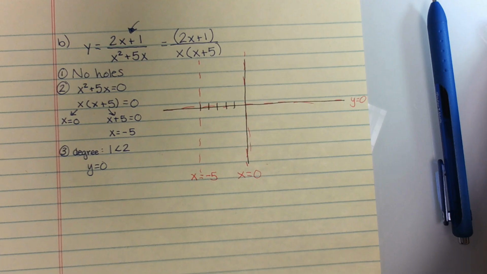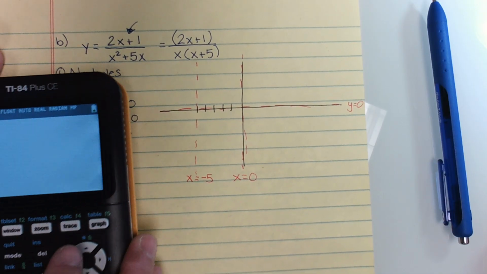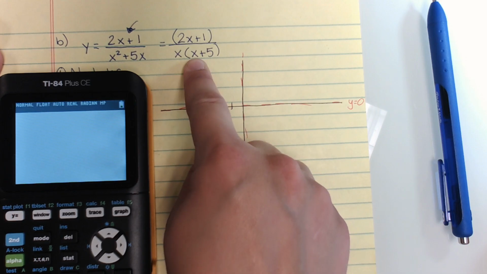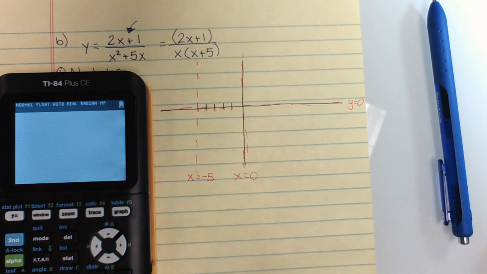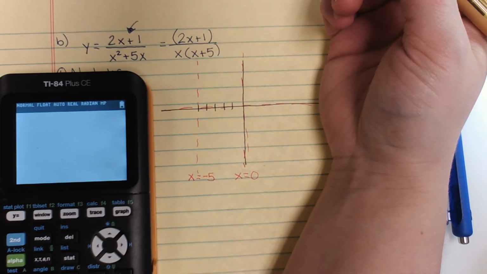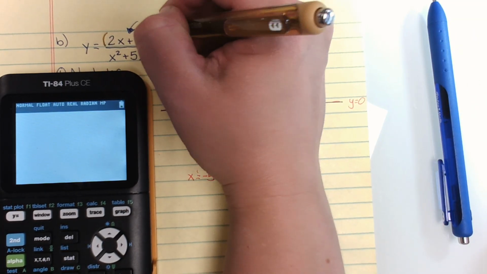Last thing you do is you graph it. Use your calculator to graph it. When you type it into your calculator, I highly recommend you type the original in, because this one is harder to type in. Type in the original, making sure any place there are pluses or minuses, before you put it into a fraction, you're putting it in parentheses.